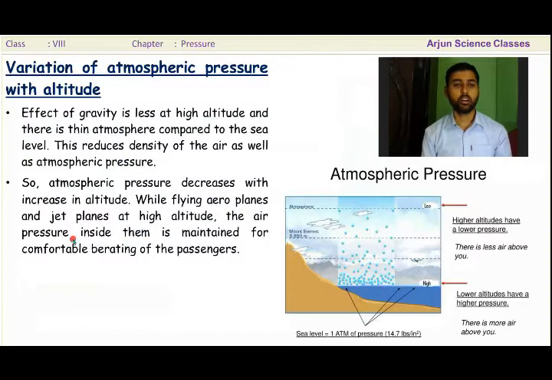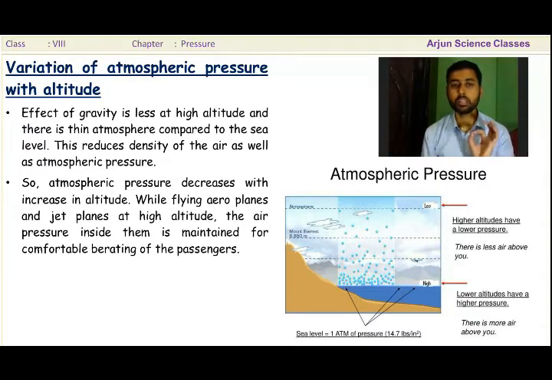Dear students, atmospheric pressure decreases with increase in altitude, because as the altitude increases, the density of the air decreases, and the effect of gravity also decreases, due to which atmospheric pressure decreases as the altitude increases.